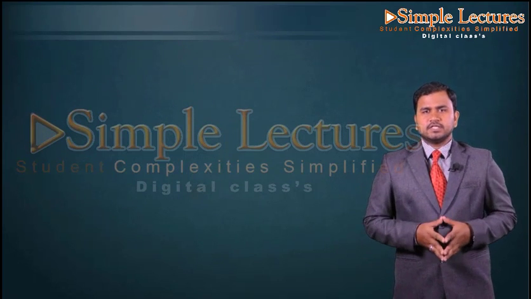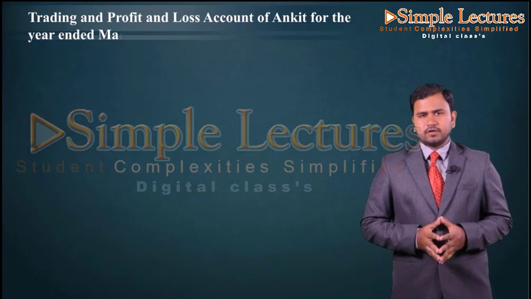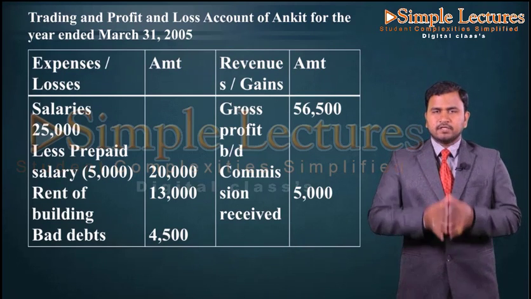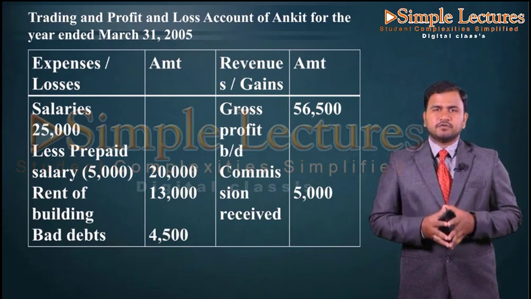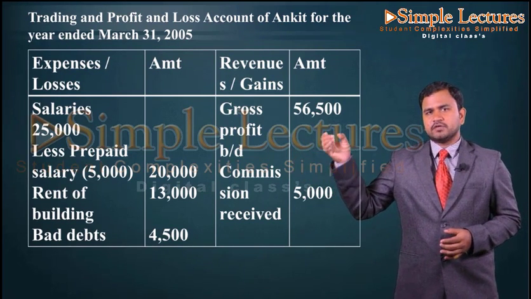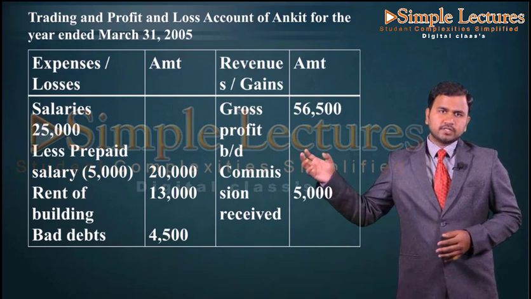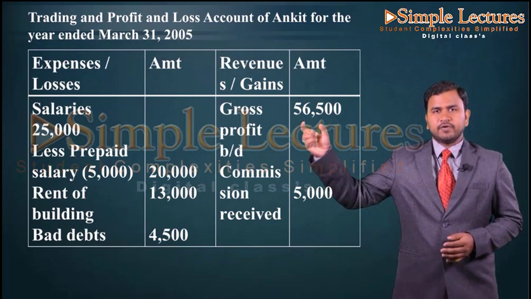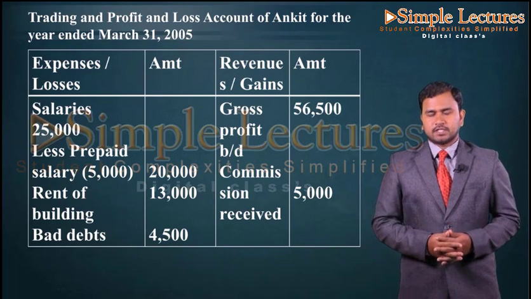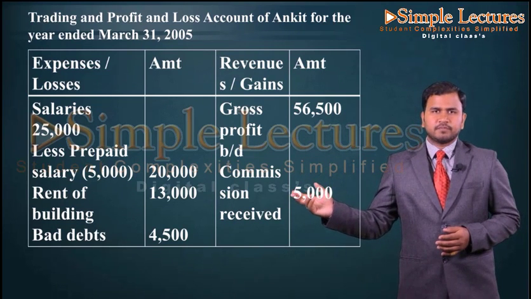Now let us take the same example of Ankit, where we prepare the trading and profit and loss account. Salary, which we have on the debit side of the profit and loss account, is 25,000. In that we have considered 5,000 which is paid in advance, where the benefit is not received. That 5,000 we are going to deduct from the salary, 25,000 minus 5,000, then the outer column will become 20,000. So salary became 20,000 and the same will be affecting the profit of the particular year.